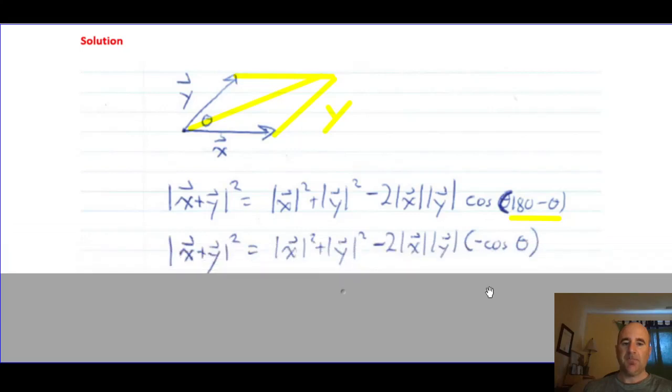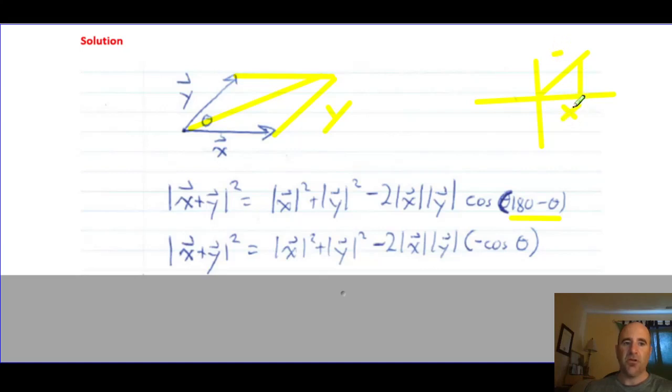Next, we also know that the cosine of 180 minus theta is equal to the negative of cos theta. So that's just using the CAST rule. If this is theta here, cosine is equal to x over r. But we also know that that is the opposite of what we get over here, because this is now negative x. So I can replace cosine of 180 minus theta with negative cos theta.